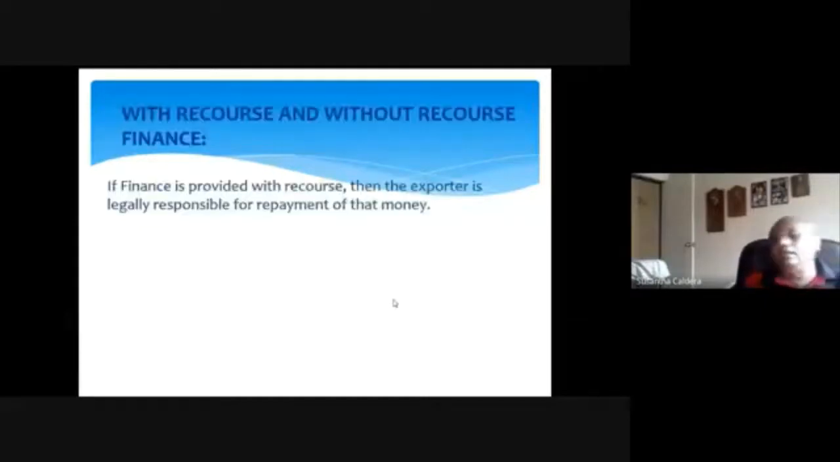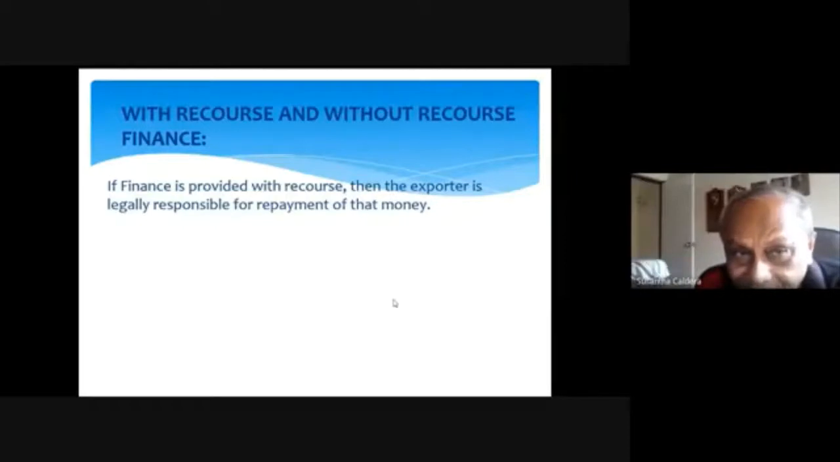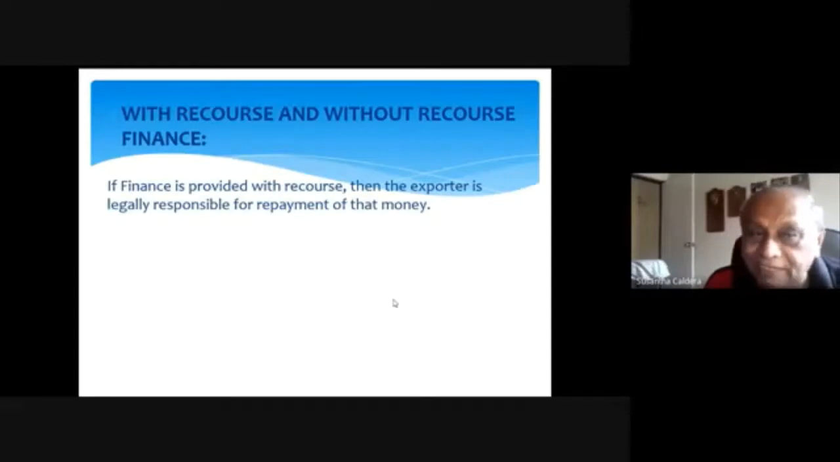So what is meant by recourse? Recourse. Right? With recourse, the exporter is legally responsible for payment of that money.